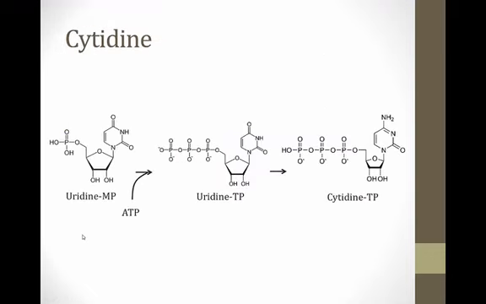So now that we understand how uridine is synthesized, let's talk about how the other pyrimidines are derived from that molecule. So if we start with uridine monophosphate, we then add a couple of phosphates to it using ATP to create uridine triphosphate. From uridine triphosphate, cytidine triphosphate can be synthesized. It involves removal of an oxygen group and addition of a nitrogen group.